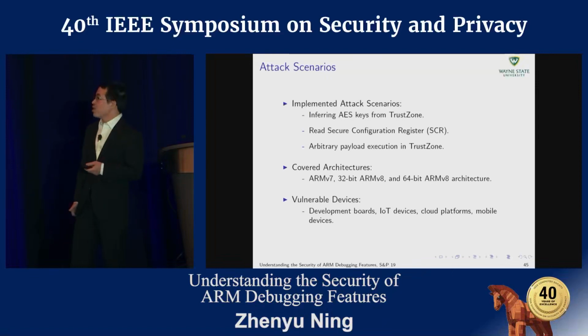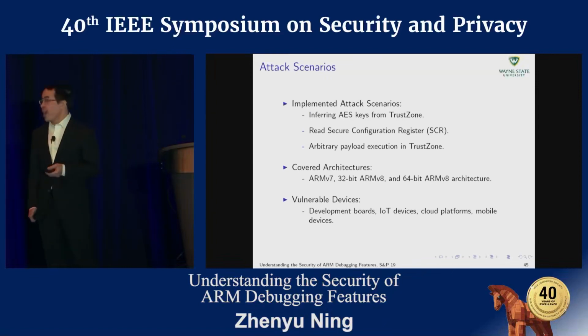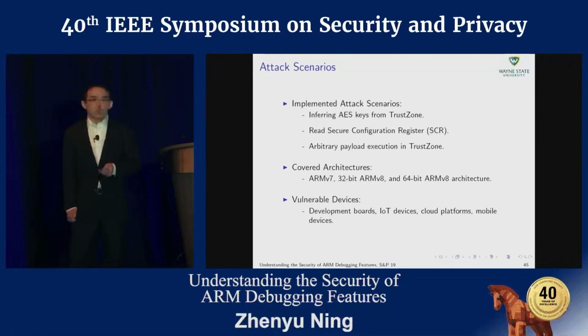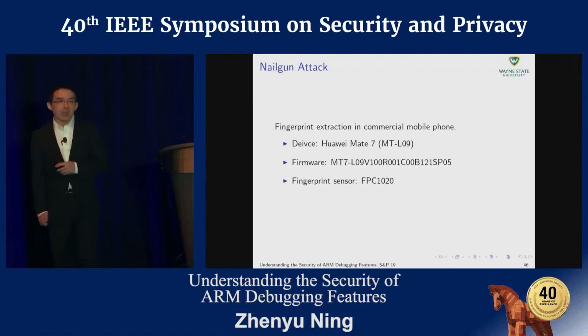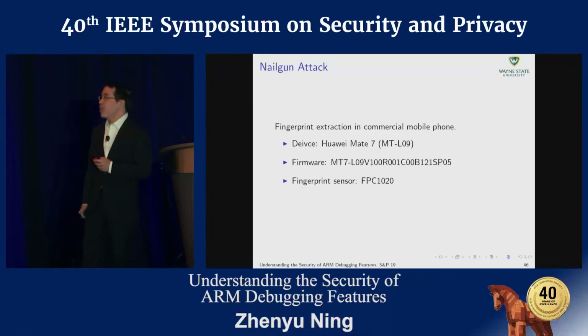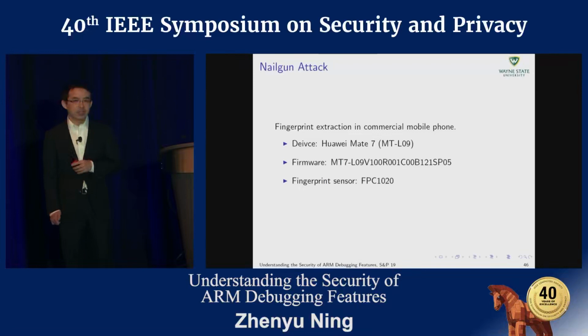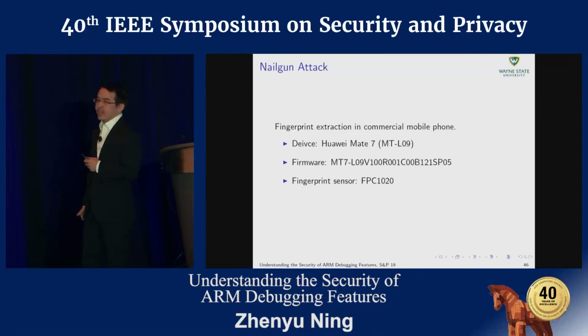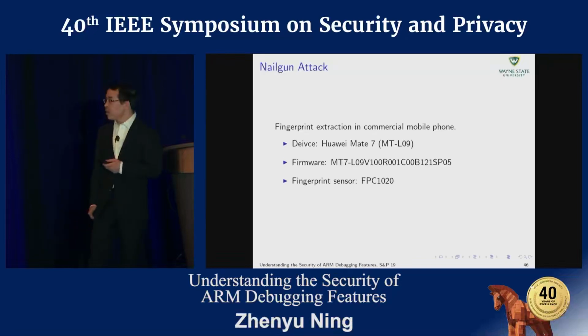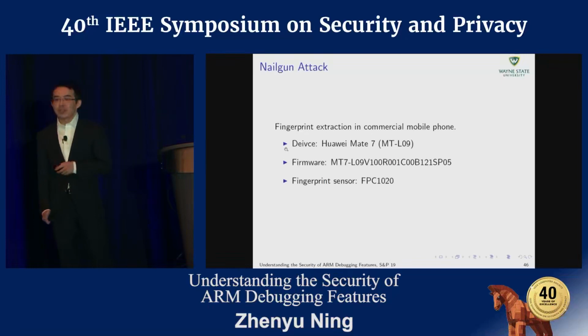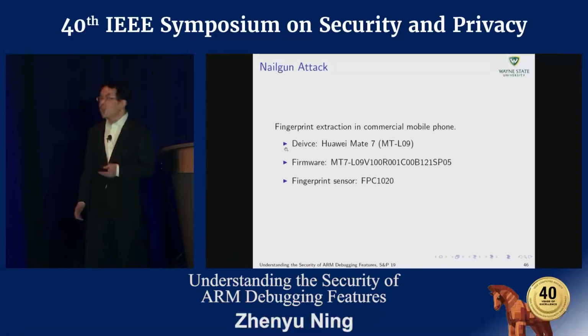And also, we try to cover different architectures and different devices to verify the impact of the nail gun on real-world devices. We also show that nail gun can be used to extract the fingerprint image from a commercial mobile phone. The phone we chose is the Huawei Mate 7, and the fingerprint sensor on this phone is the FPC 1020. We chose this phone because the manual and the driver of the fingerprint sensor are publicly available, so it will save us a lot of engineering effort.